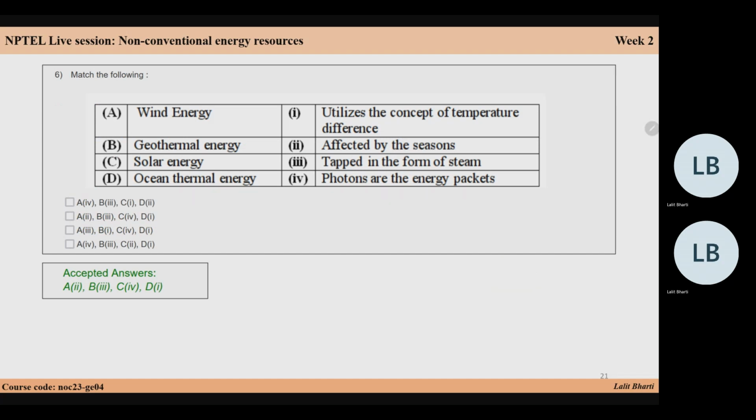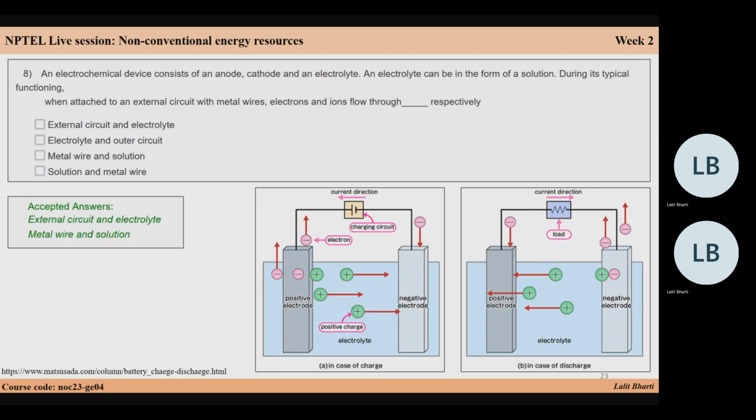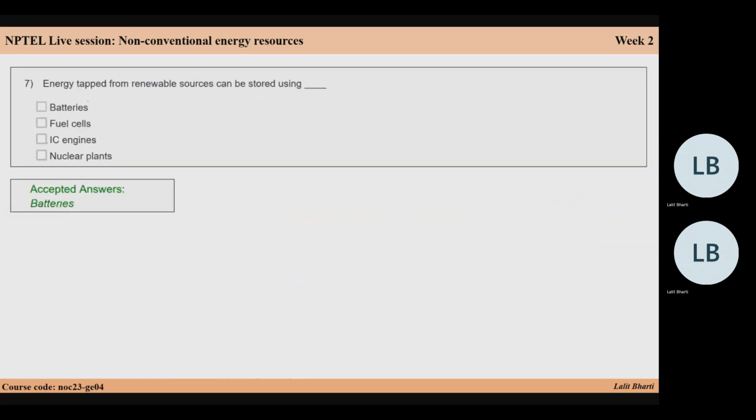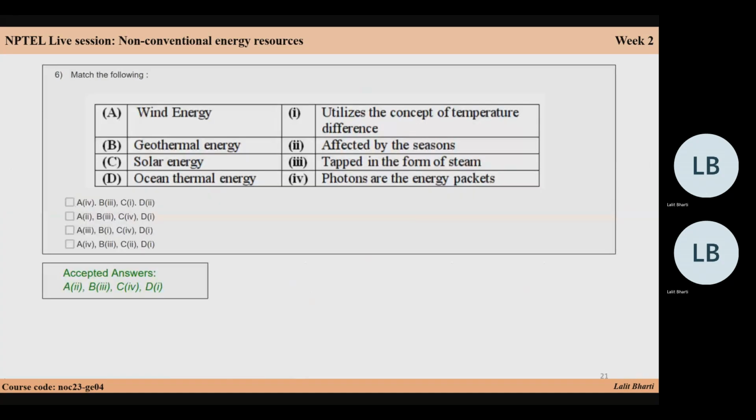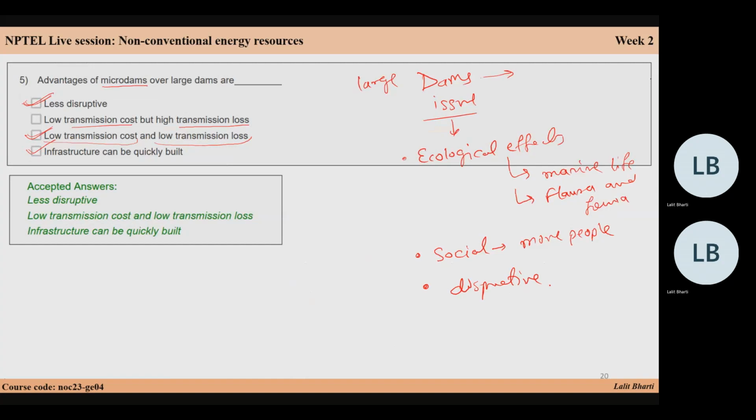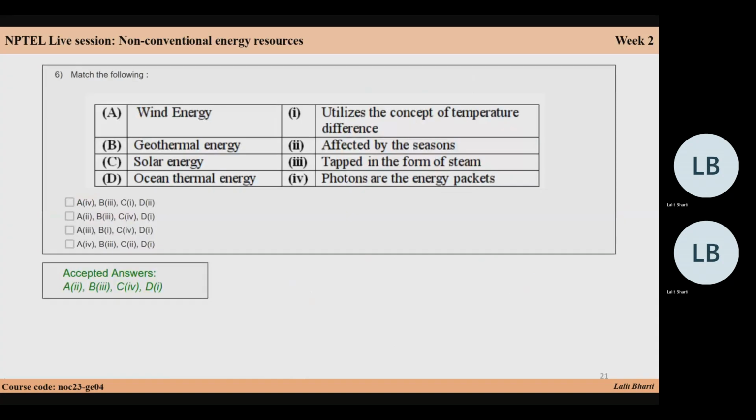So the next question is, we need to match the following. So the wind energy utilizes the concept of temperature difference, this is delta T, affected by seasons, tapped in the form of steam. Photons are the energy packets.